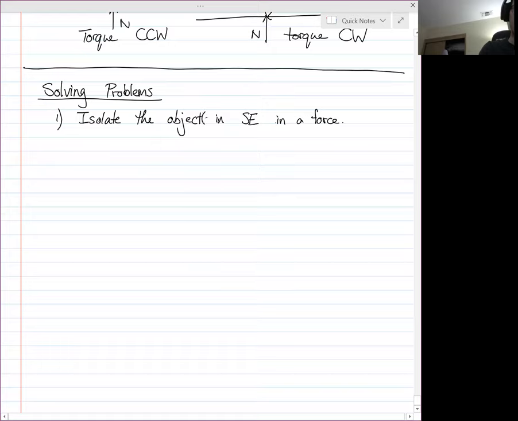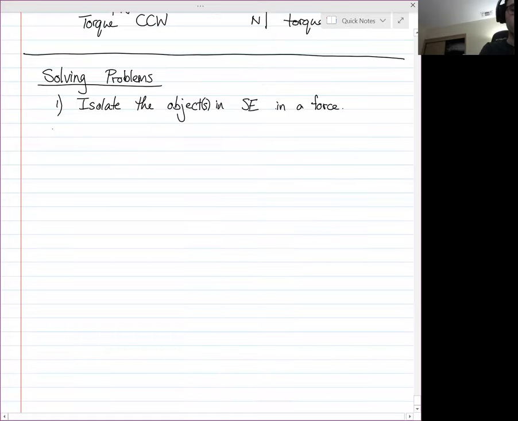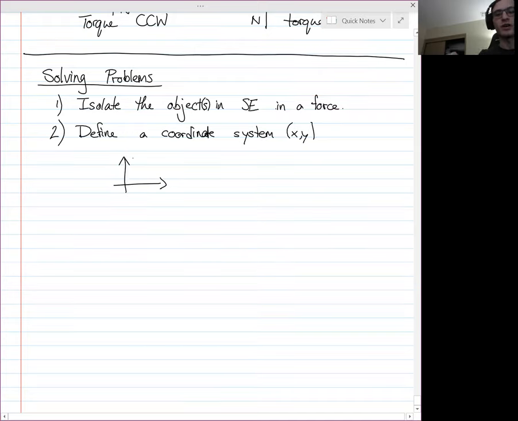I'm going to put an S here. It could be more than one object. Step two, define a coordinate system. This is an XY coordinate system. This is like when we did regular free body diagrams. You just draw in the corner of your diagram X and Y, something like that. This is for the force components.